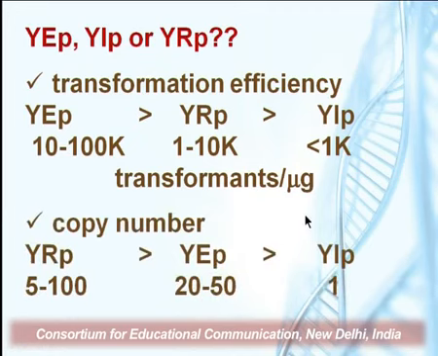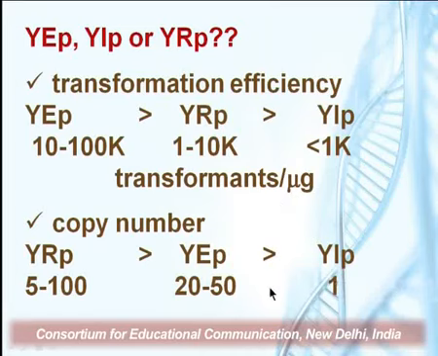The second thing is the copy number. Copy number is again very important, and it refers to the number of plasmids present in a cell. The higher the copy number, the higher the tendency to get more of the gene of interest from a single cell. So even if the efficiency is low, if the copy number is high, you are still able to get a large amount of your gene of interest. YEPs and YRPs have high copy numbers. For YRPs it ranges from 5 to 100, and for YEPs from 20 to 50. YIPs, however, are very low, with only one plasmid per cell.